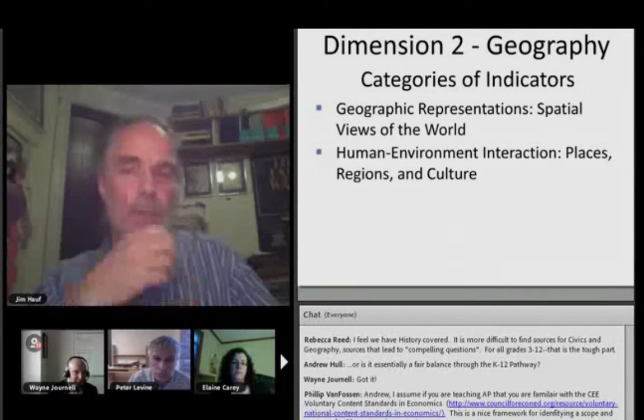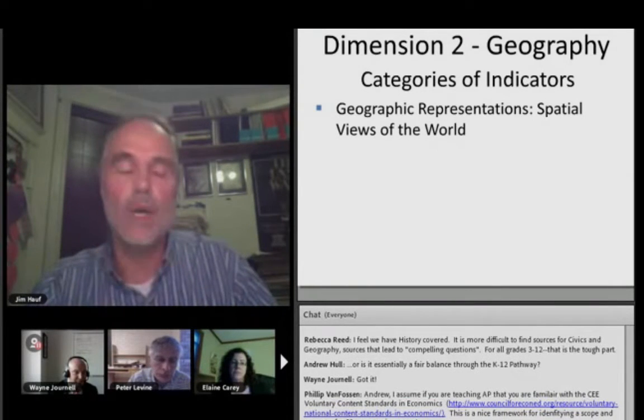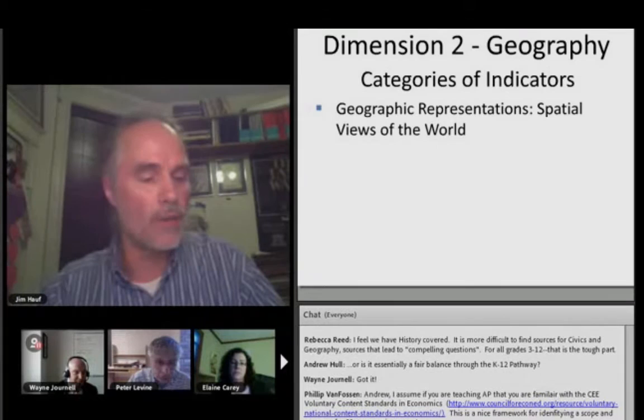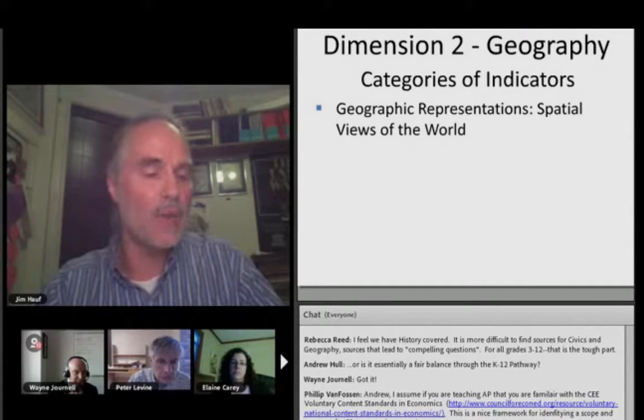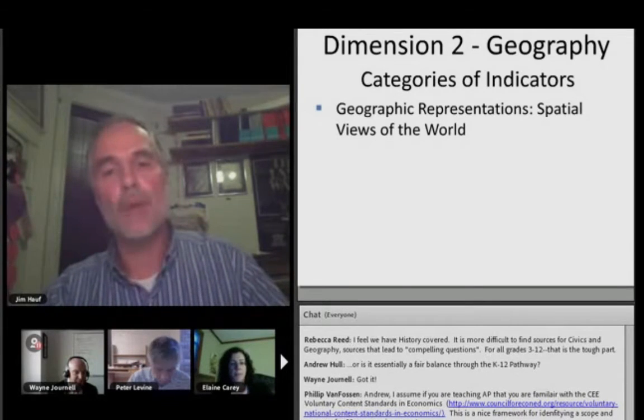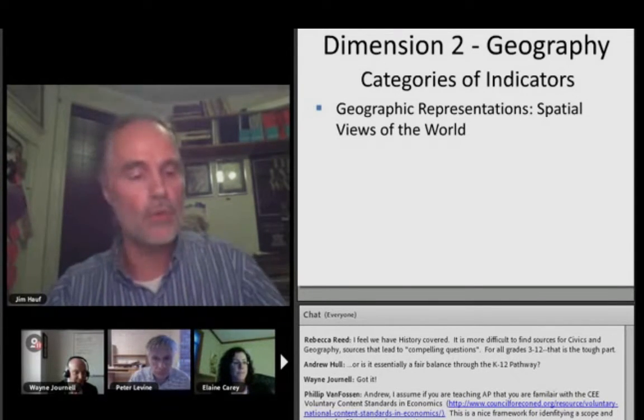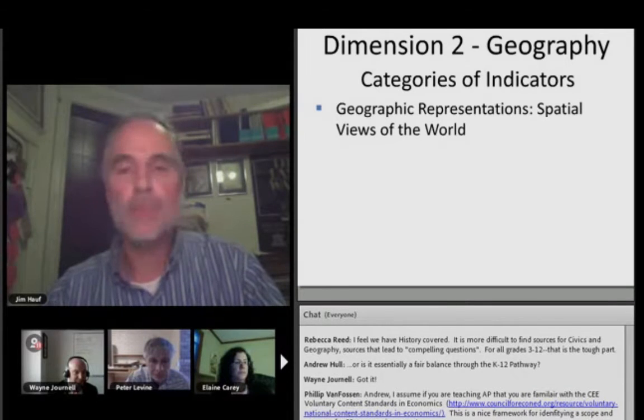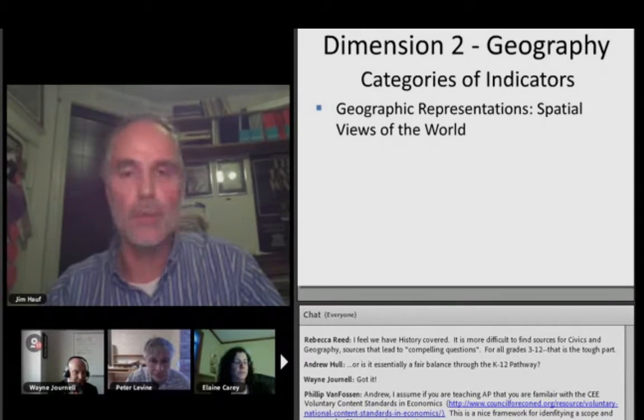We're talking about space, describing the world in terms of location, of distance, of direction, patterns, shapes, arrangements. We want to analyze these patterns looking at both human and physical characteristics of the places that we're examining.